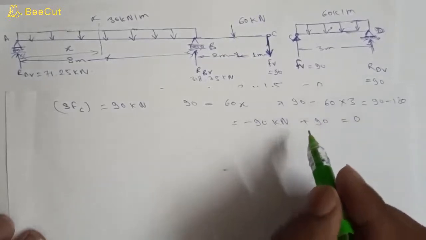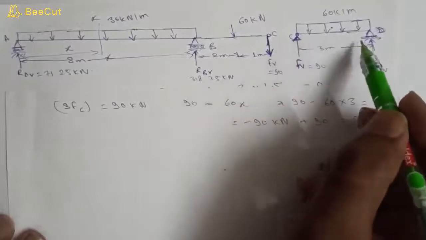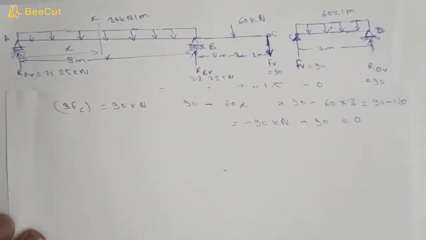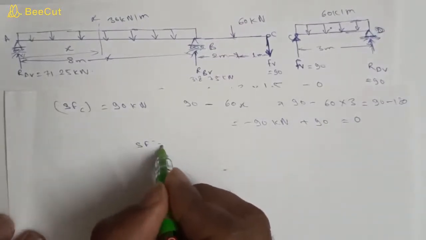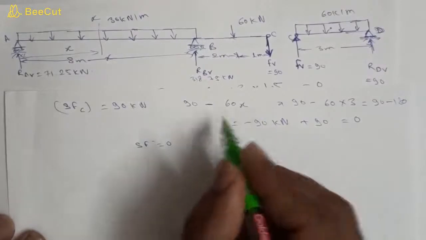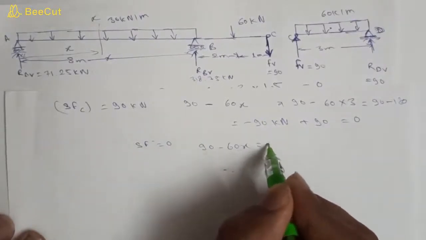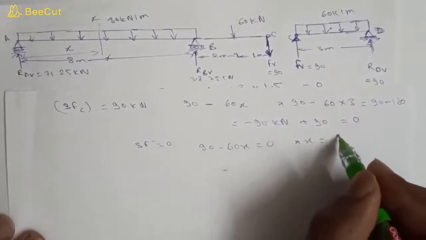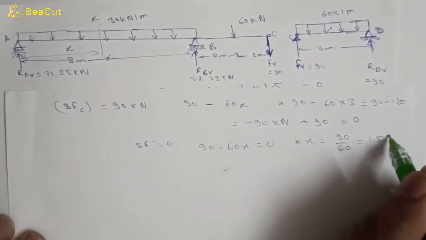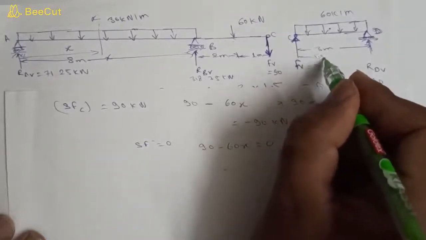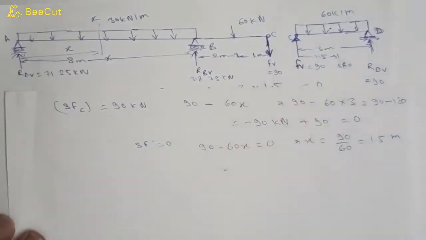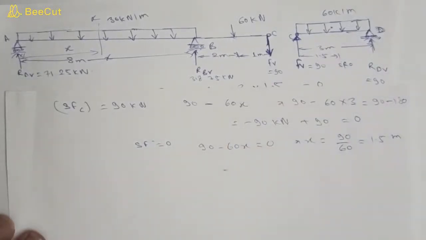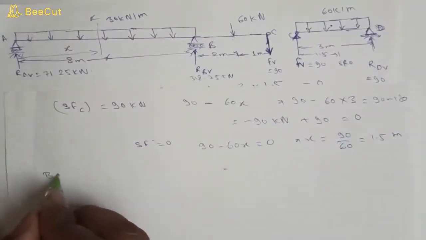Shear force will become 0 somewhere in between point C and point D, because it is going from 90 to minus 90 kilonewtons. So shear force will be 0 at 90 minus 60x is equal to 0. So x is equal to 90 by 60, so 1.5 meter. So at 1.5 meter from here it will be 0. Okay, so bending moment will be maximum at this point too, so we have to calculate maximum bending moment at this point too. Now we have to calculate the bending moment.